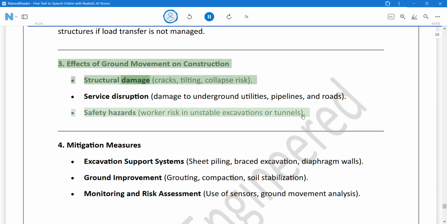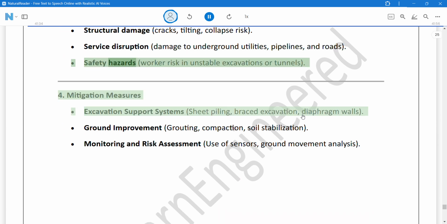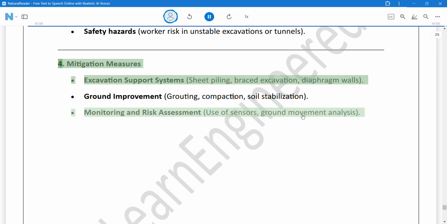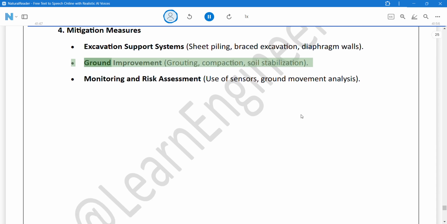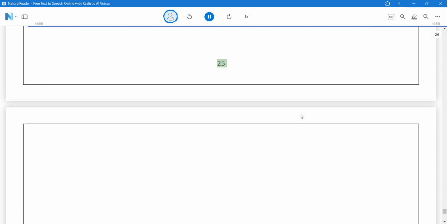3. Effects of ground movement on construction: structural damage, service disruption, safety hazards. 4. Mitigation measures: excavation support systems, ground improvement, monitoring and risk assessment.